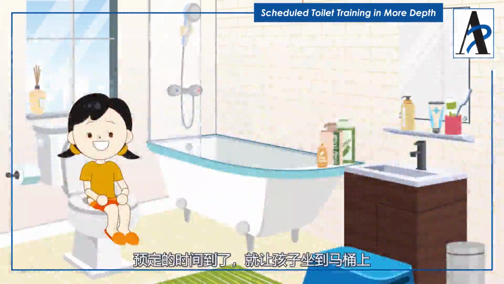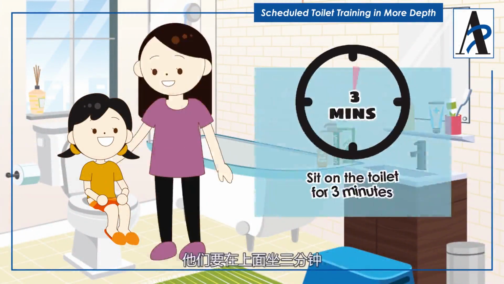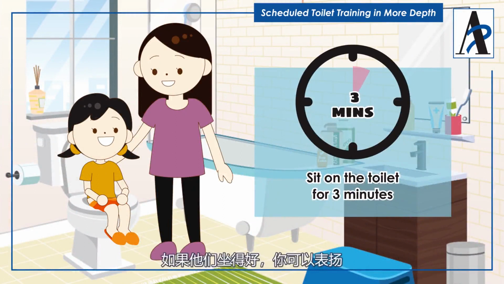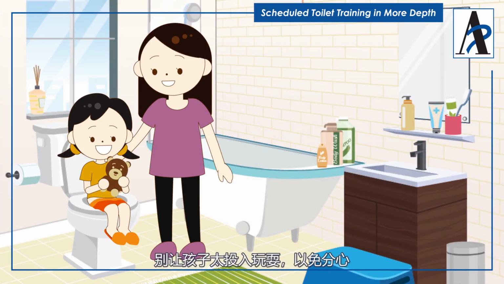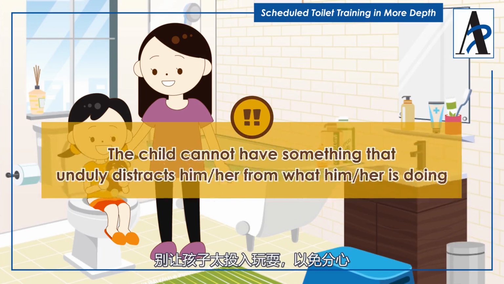When it is time for a scheduled trip to the toilet, place the child on the toilet. They should sit there for 3 minutes, and you can praise them for sitting appropriately. The child can have a low preferred toy or a book while they sit. The child cannot have something that unduly distracts them from what they're doing.